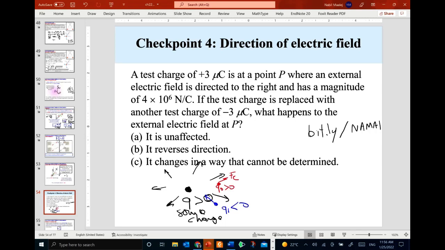The electric field is not affected by the test charge, whether it's positive, negative, whether it's 3 microcoulombs or 10 microcoulombs. The electric field depends on the source. Is this clear? I hope this is clear.